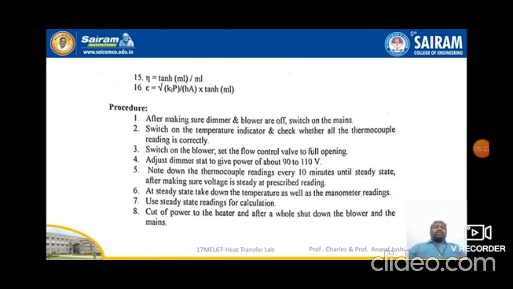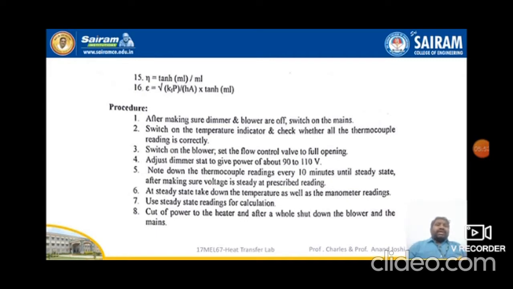Okay, these are all the theoretical part, how we are going to calculate it. But how can we run the experiment, how can we start the experiment? Here some procedure is given. First, after making sure the dimmer stat and blower are off, switch on the mains. Before switching on the mains, you must observe whether the dimmer stat and blower are off or not. You have to take care of that.